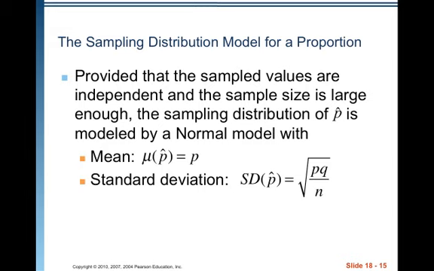Provided that the sampled values are independent and the sample size is large enough, the sampling distribution of p hats, those sample proportions, is modeled by a normal model with a mean, mu of p hat equaling p, the population proportion, and standard deviation of p hat equaling the square root of p times q over n.